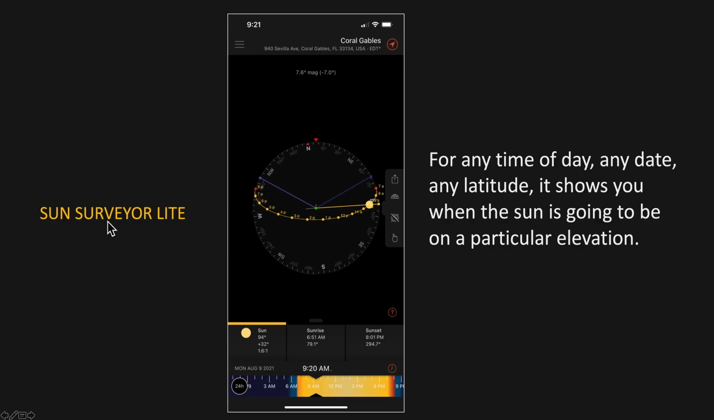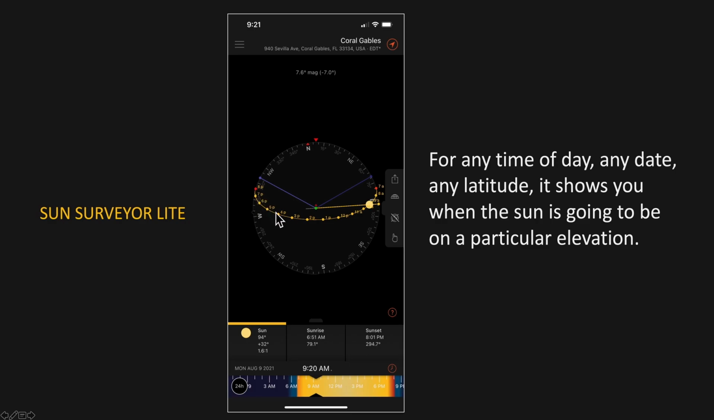An app that I recommend that you purchase, and it's free, is called Sun Surveyor Lite. Apart from telling you the exact times of day that the sun will rise, the golden hour, blue hour, all of that throughout the day, this also shows you, for any time of day, any date, any latitude, where the sun is going to be and when it's going to be on a particular elevation.